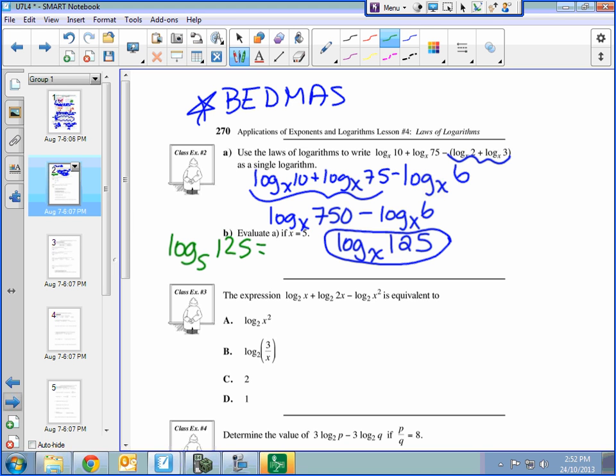If that was the case, Shay, it would probably tell you what to round to. If it doesn't, I would round to the nearest hundredth. Log of 125 base 5, what is this value? 3. Good. I think it's 3. Good show.